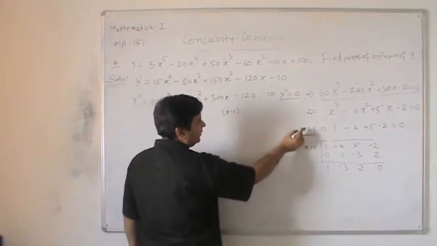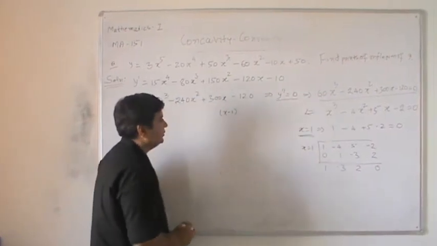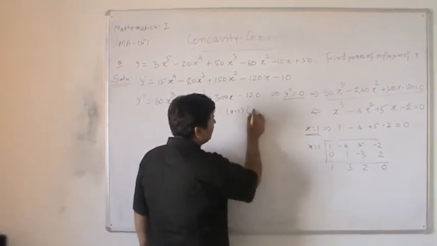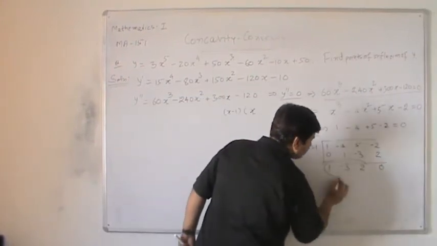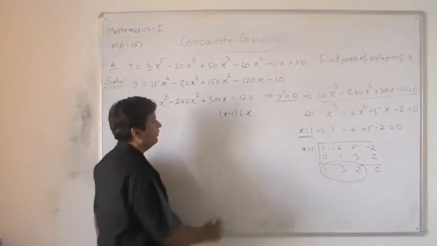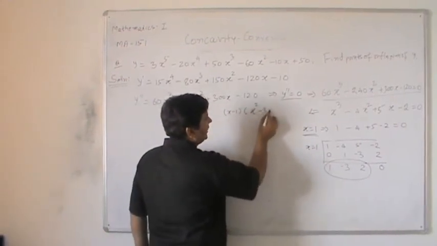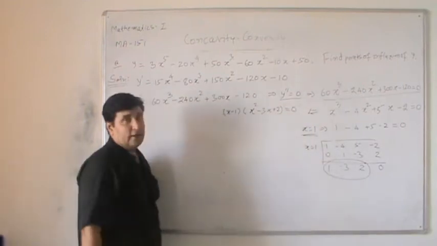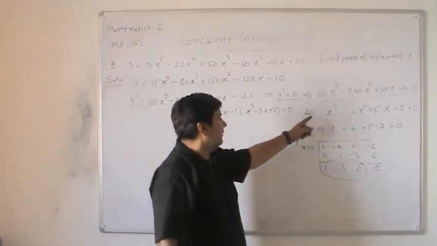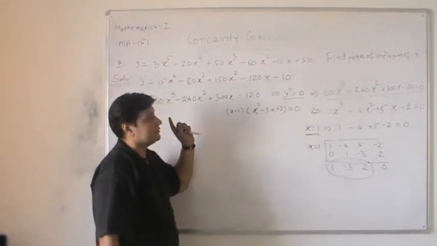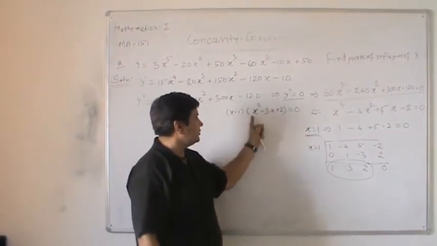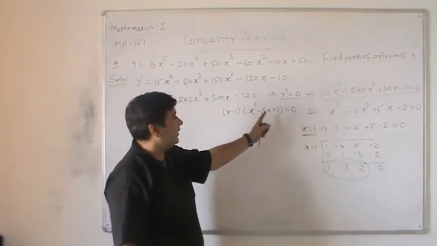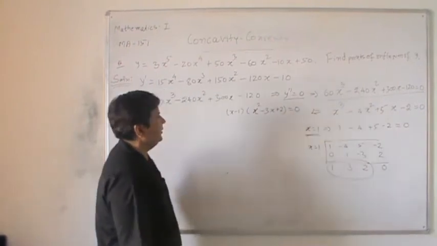One factor will be x minus 1, since we have verified that x equal to 1 is a solution, so x minus 1 is a factor. And when we divide by x minus 1, we will get a quadratic factor which will have coefficients 1, minus 3, 2. So x square minus 3x plus 2 will be the remaining quadratic factor, obtained by dividing this cubic expression by x minus 1. We have calculated the coefficients of this quadratic factor by applying synthetic division.